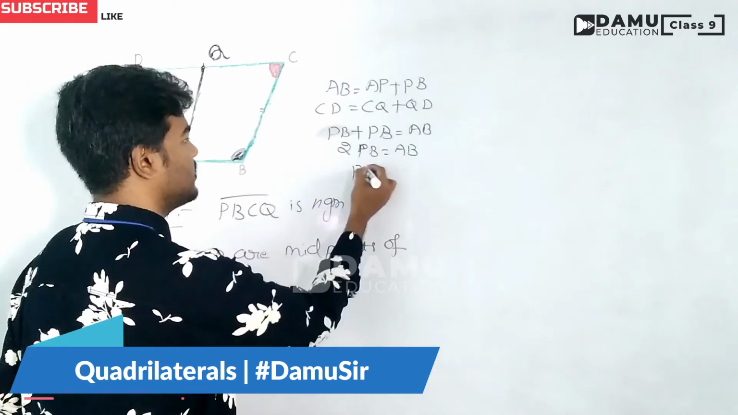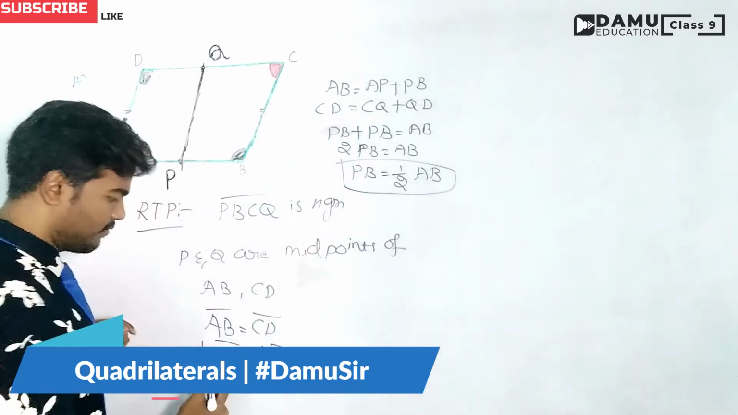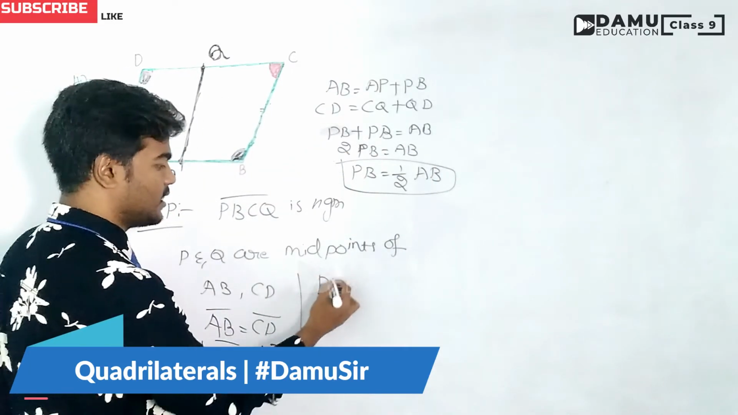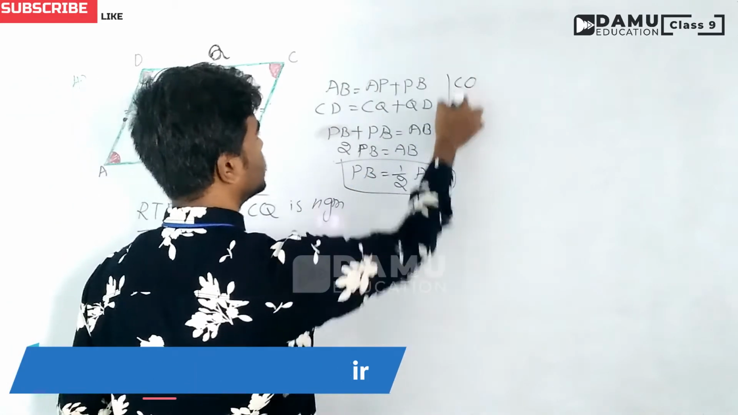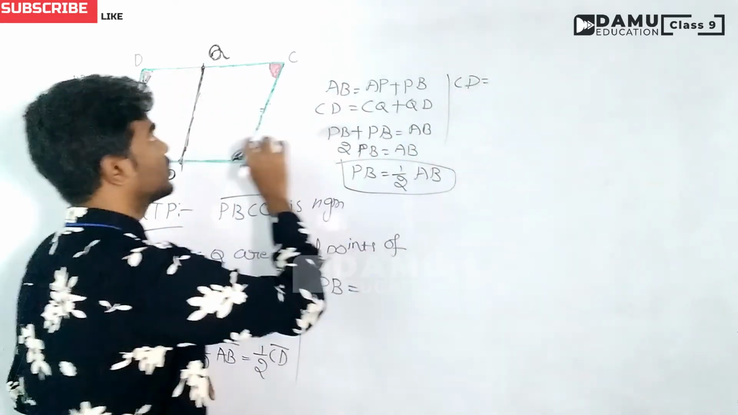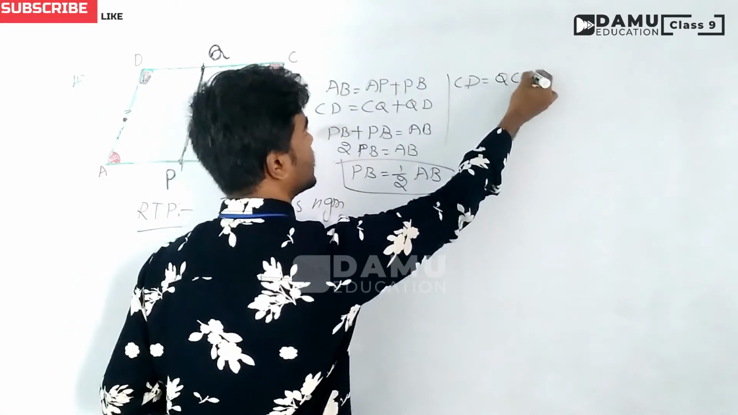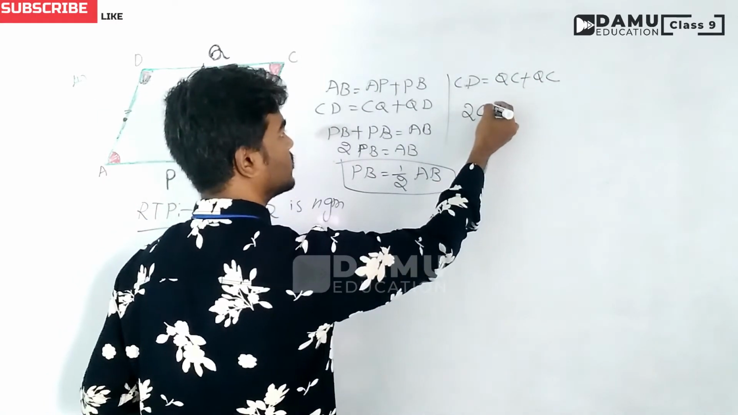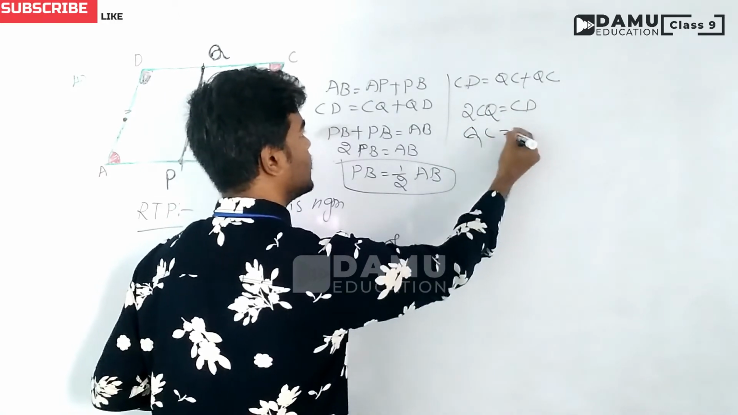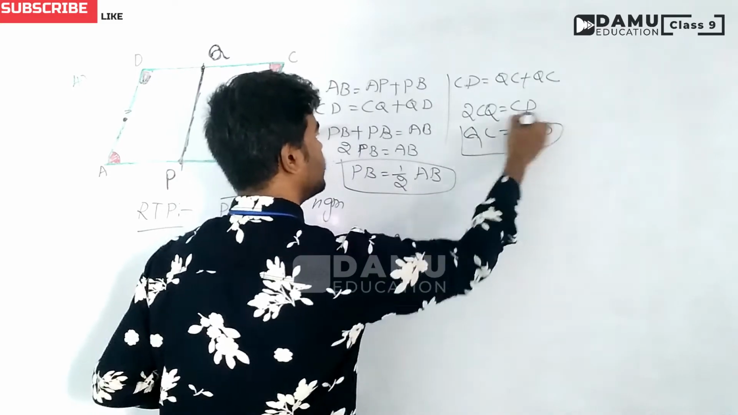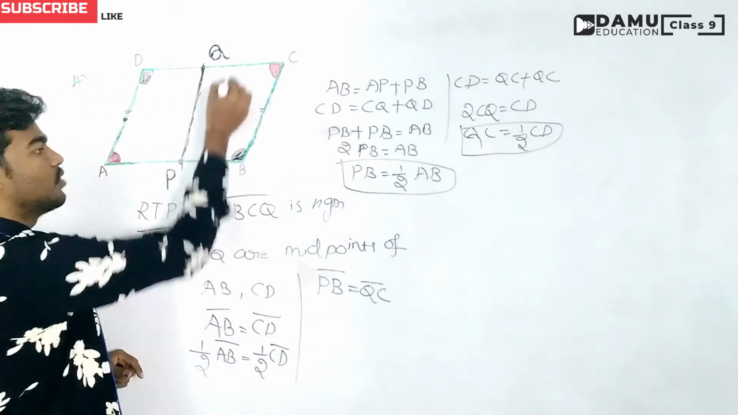Then PB will be equal to half of AB. Similarly for PQC also, CD will be equal to QC plus QD. You can write it as QC plus QC in the place of this. Then 2QC is CD, so QC will be equal to half of CD. So PB will be equal to QC.